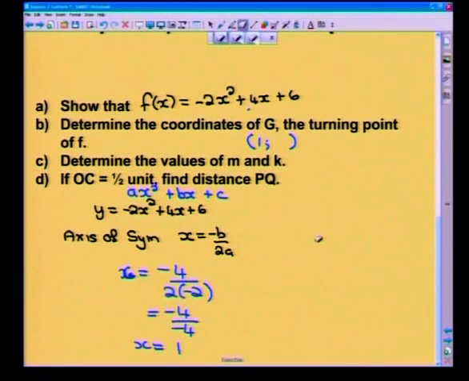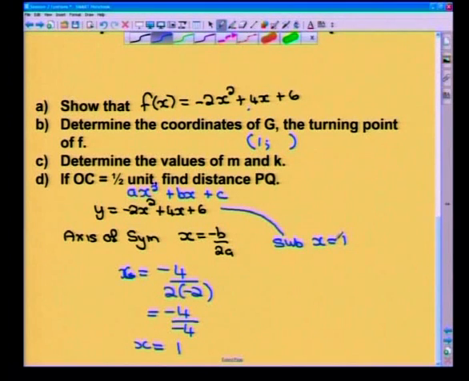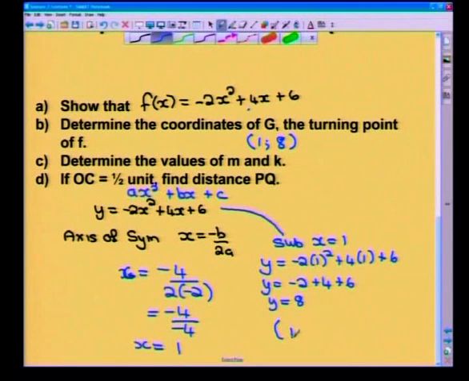Right, to do that, we literally just go back to this equation, and we substitute in x equals 1. Because we know the x value, the only way we're going to find the y is to put it back into the equation. So y is equal to minus 2 times 1 squared plus 4 times 1 plus 6. So y is equal to minus 2 plus 4 plus 6, and if we work that out, it's going to be 8. So the coordinate is 1, 8. Now remember, if they've asked you in a test to give the coordinates of G, then you must write your answer as a coordinate. And so G is 1, 8.